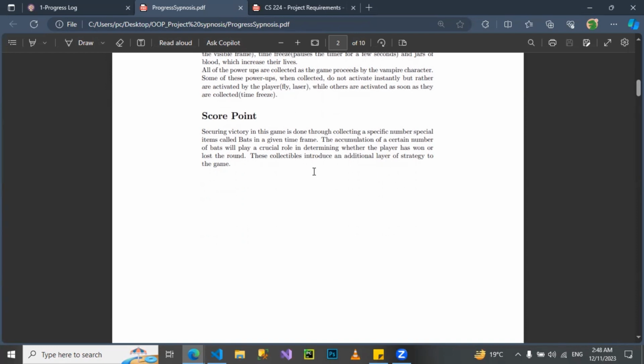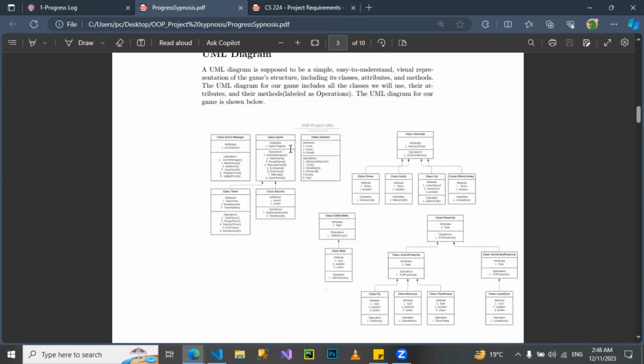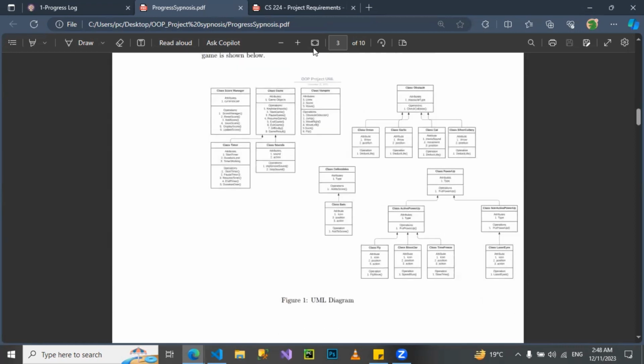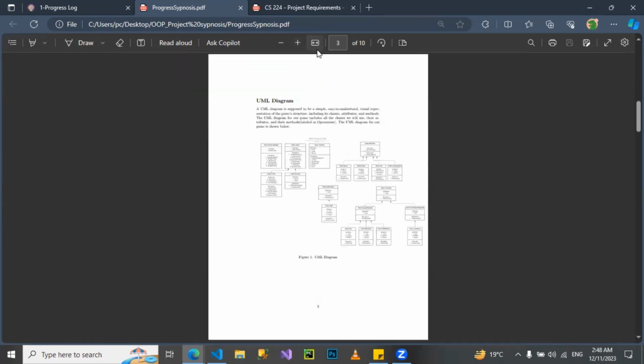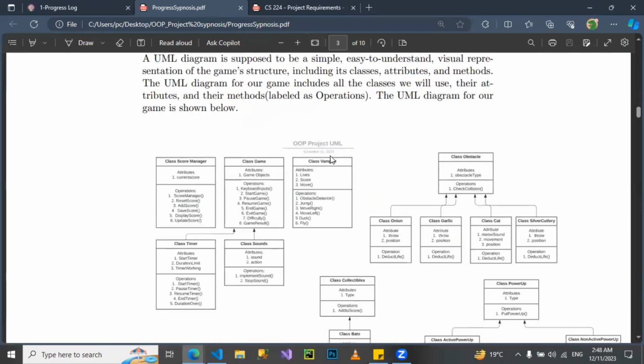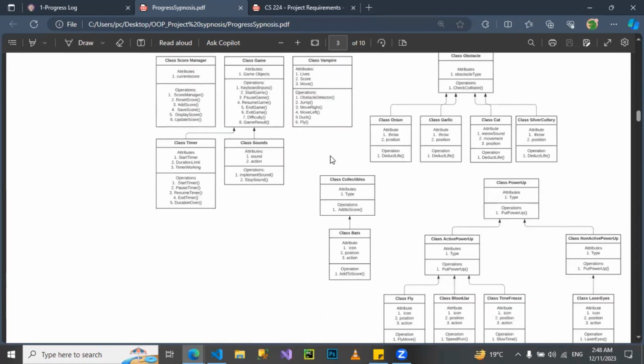As described earlier, there is a score point system where the player has to collect certain bats in a given time frame. This is my UML diagram of what classes, what attributes of those classes, and what methods of the classes I'll be using.